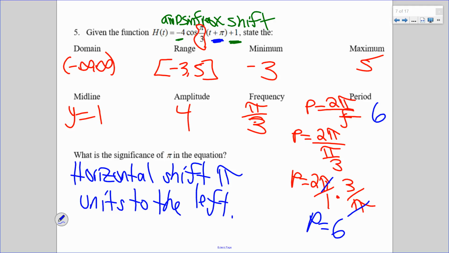And you can review your translation rules if you're a little sketchy on that. Sketchy, it's funny because, you know, we're sketching. Okay.